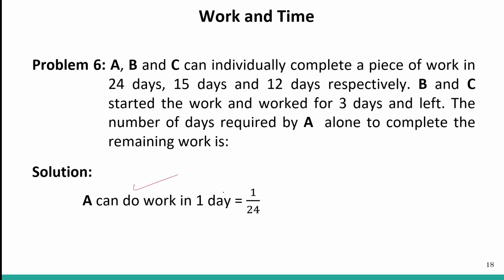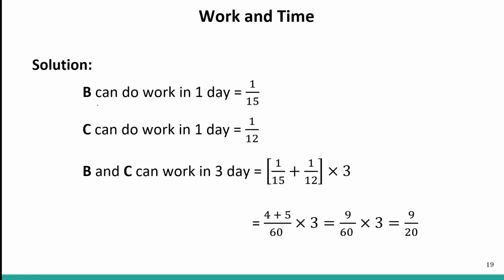So A can do the work in 24 days, so what is its work rate? The work rate will be 1 by 24, that is the reciprocal of how many days it takes. B can do the same work in 15 days, so the work rate of B is equal to 1 by 15 tasks per day. C's work rate will be 1 by 12 tasks per day. So B and C combined work for 3 days. So 3 into 1 by 15 plus 1 by 12, that is equal to what? 9 by 60 into 3. So this is 9 into 3, so this is 20, right? So this is equal to 9 by 20.